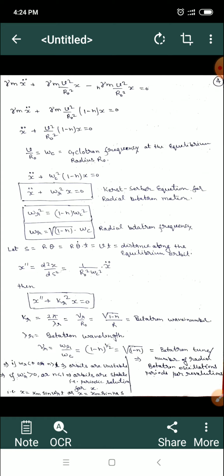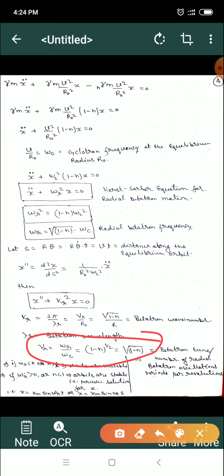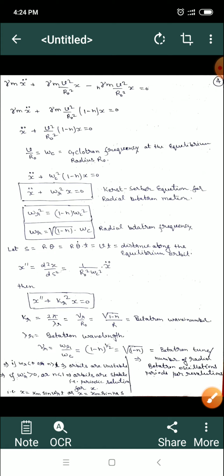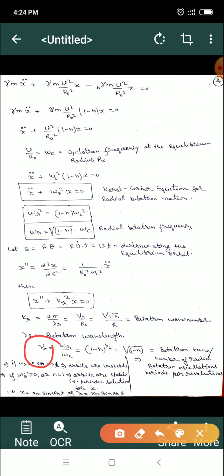If we analyze the above equation, if omega r squared is less than 0, that means negative, then n will be greater than 1. In that case, orbits are unstable. Obviously, if n is greater than 1, then under the root, nu r will be some complex quantity. That means the orbit is unstable.